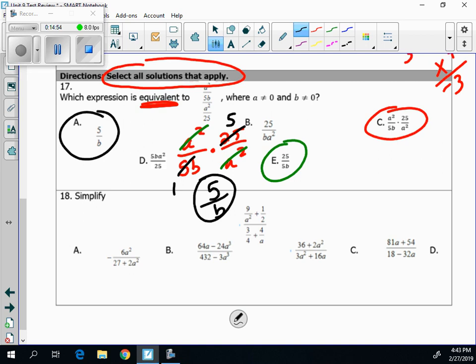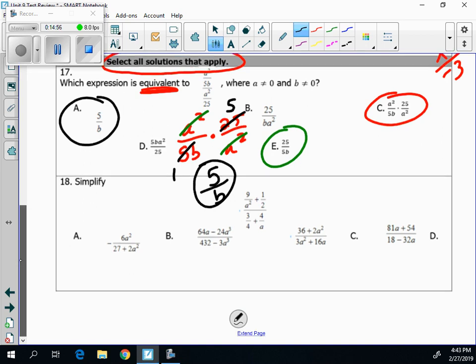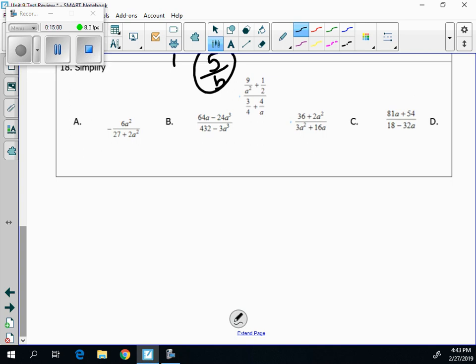Now, last problem on this, we have 9 over a squared plus 1/2. You need to do that separately. 9 over a squared plus 1/2. We need to combine those fractions. So let's combine those.